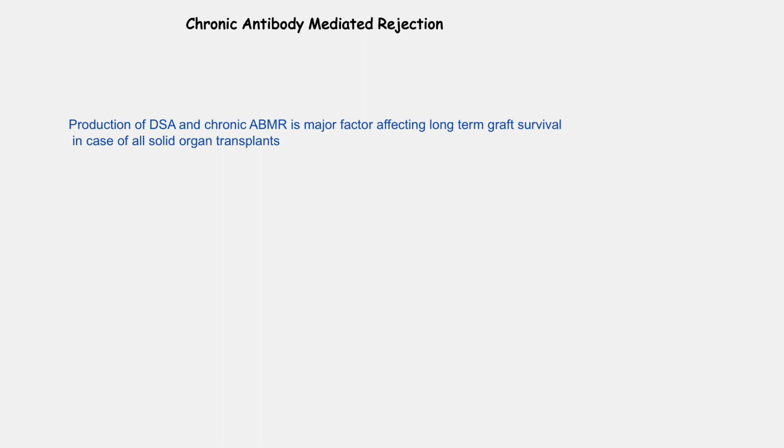Chronic antibody-mediated rejection is one of the leading causes of graft loss in case of all solid organ transplant. Some of histological features of chronic antibody-mediated rejection are similar to acute antibody-mediated rejection that include microvascular inflammation and inflammation of larger vessels. However, in case of chronic antibody-mediated rejection, there is deposition of extracellular matrix, fibrosis, and proliferation of cells.